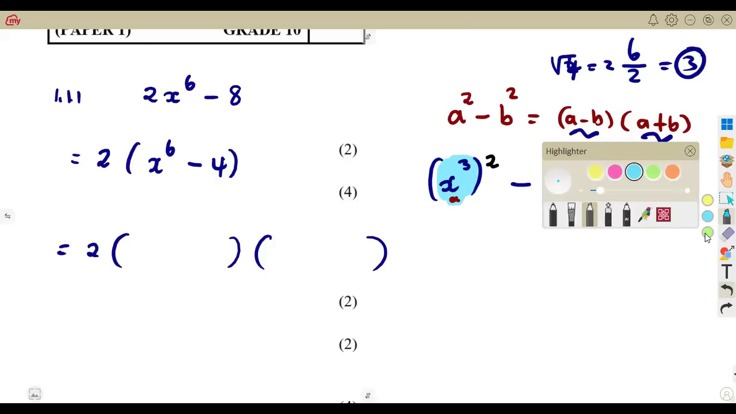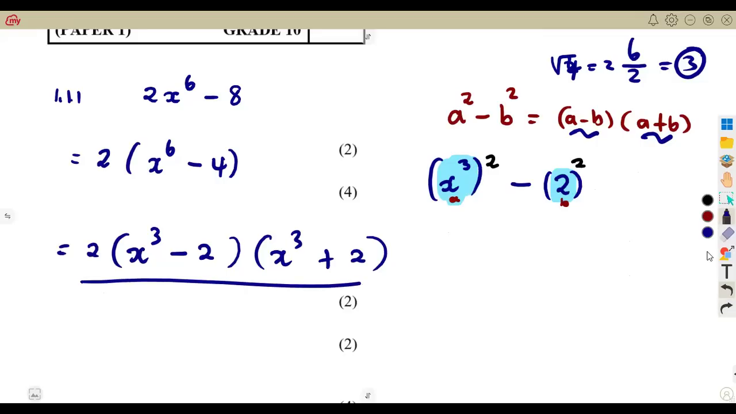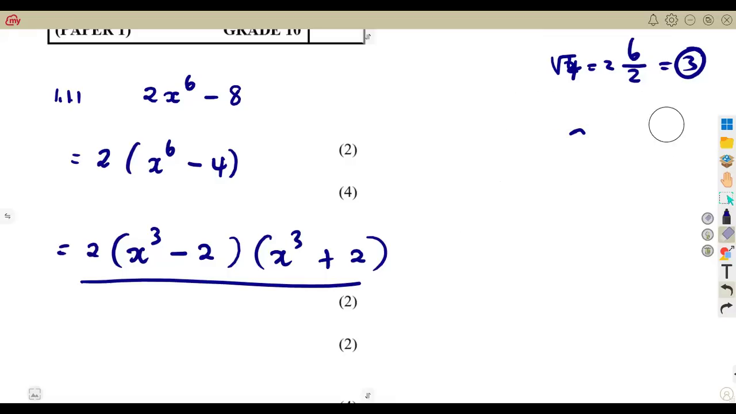So if it is truly that we've got A and B, we are supposed to have A minus B. So A is what? X to the exponent of 3 minus B. Our B is 2. A plus B again, X to the exponent of 3 plus 2. This is our A, this is our B. So that is just like that. You factorized. So if you properly understand this, you can simply have your difference of two squares in those brackets like that. Or you can simply ask yourself, what is the square root of this?